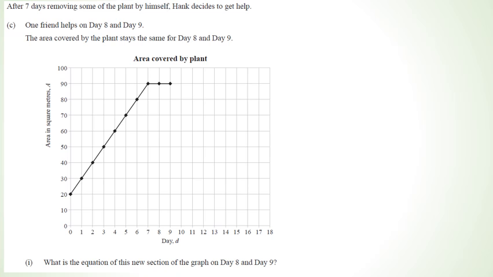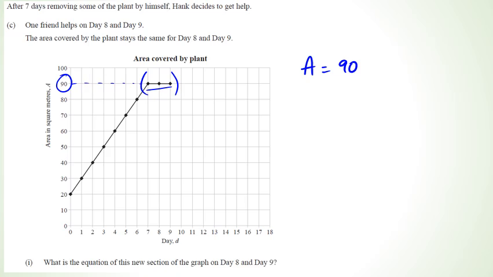So guys, with this question, obviously after 7 days, the area covered by the plant stays the same for day 8 and day 9. So we're looking at this part here and it stays the same. And they're asking you for the equation for this new section. Now we know that when we have a flat line like this, especially one that goes horizontal, we can just write y equals whatever that value is. So in this case, the value is 90 and we're not working with y. So we're going to put a is equal to 90. All right, that's the equation for this.